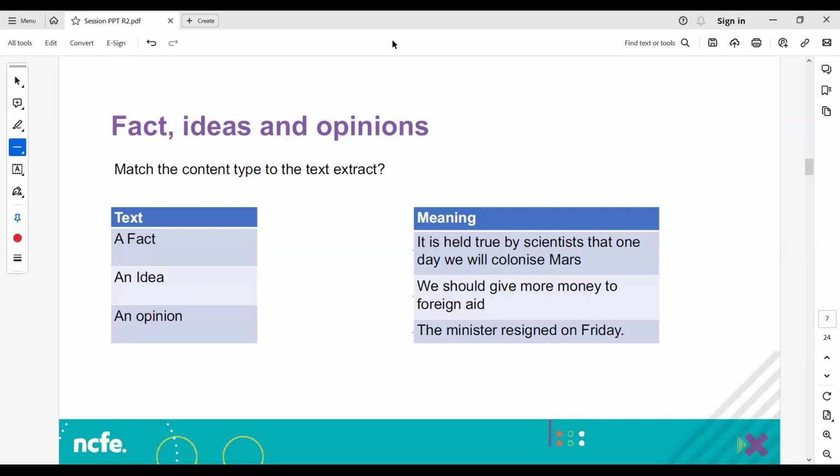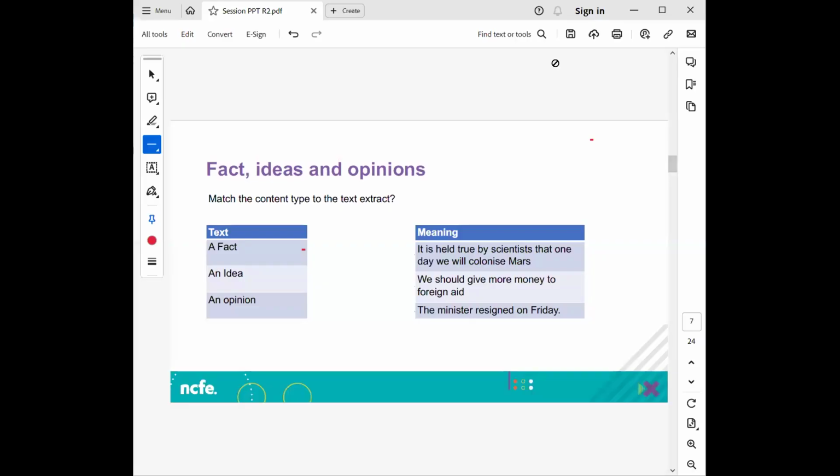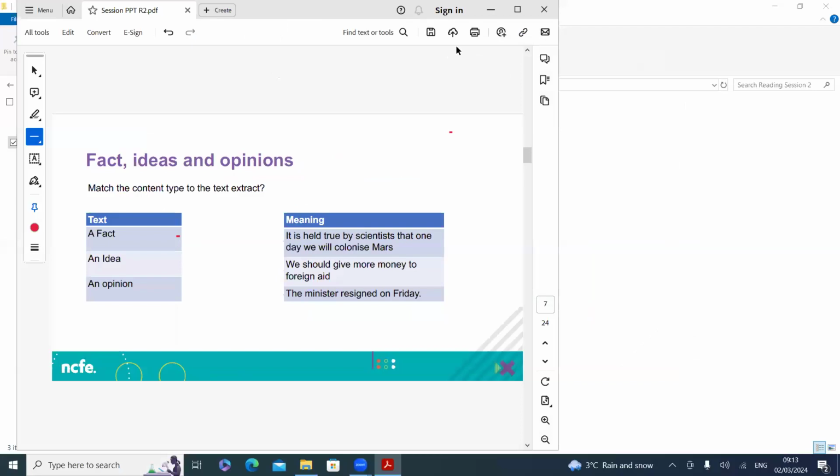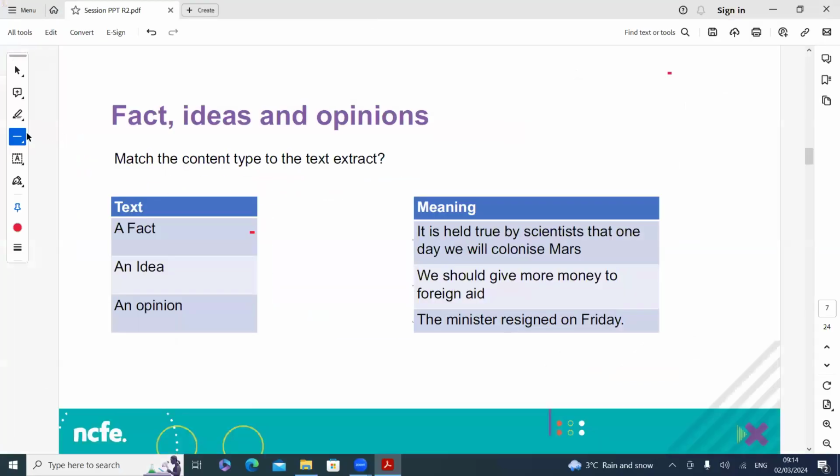Can you hear me? Yep, can hear you, thank you. Yeah. The minister resigned on Friday is a fact. Excellent. Oh, not sure what's happened there, just hold on. Just hold on one minute. I'm just having a bit of an issue with my screen here. Right, I'm just going to stop sharing a minute. There we go.